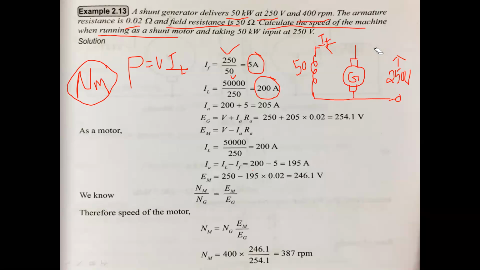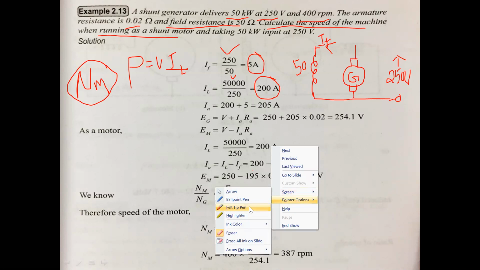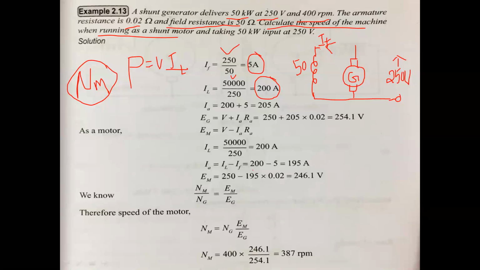So this is the generator case. Generator means current delivers. So the load current is equal to 200 amperes. The generator delivers 200 amperes of current.